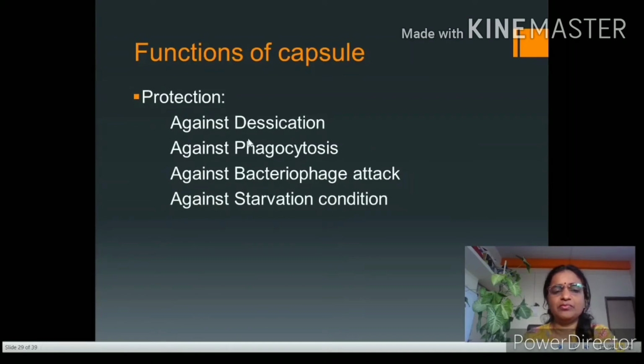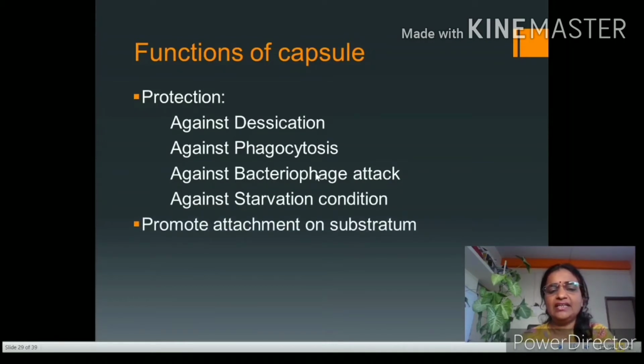This function especially has importance in the pathogenesis or in the case of pathogenic organisms. Now next is protection against bacteriophage attack. As you know, capsules are present around the bacterial cell wall. It is a layer outside the bacterial cell surface, and because of that, the sites present on the cell wall for attachment of bacteriophage get blocked. Because of the external capsular layer, these sites get blocked, and that is how it protects the cell against the bacteriophage attack.